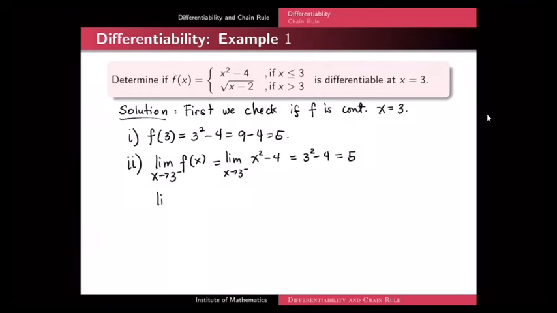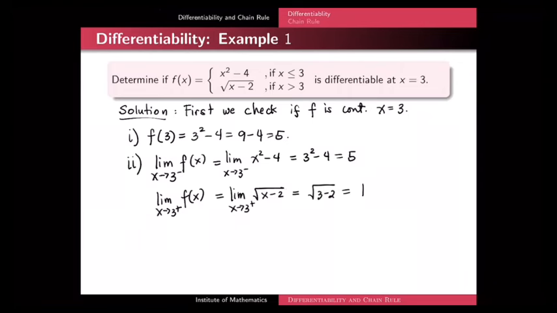Then we now check for the limit of f as x approaches 3 from the right. So this is equal to the limit of, so let's check which function we will be using. So x approaches 3 from the right means that x should be greater than 3. So we will be using this second function. So that is the limit of square root of x minus 2 as x approaches 3 from the right. Okay, this is equal to square root of 3 minus 2, which is equal to square root of 1, which is equal to 1.